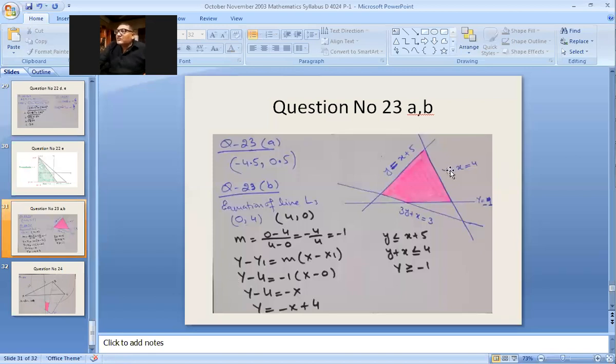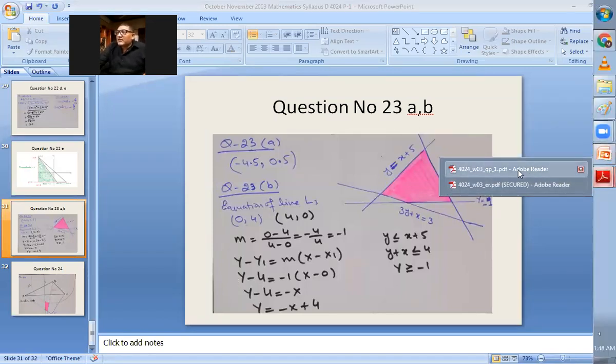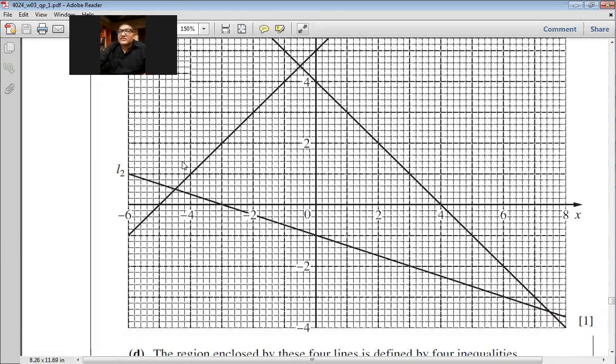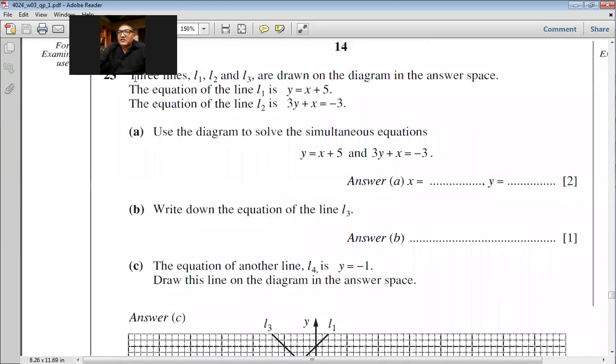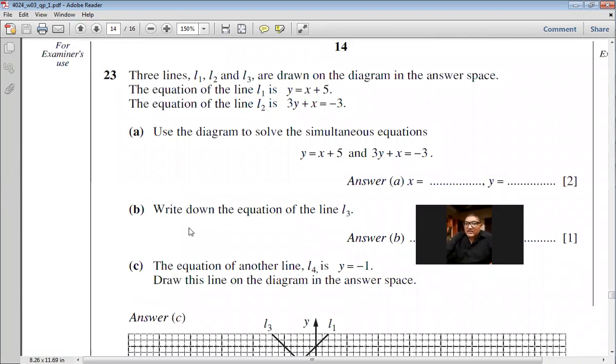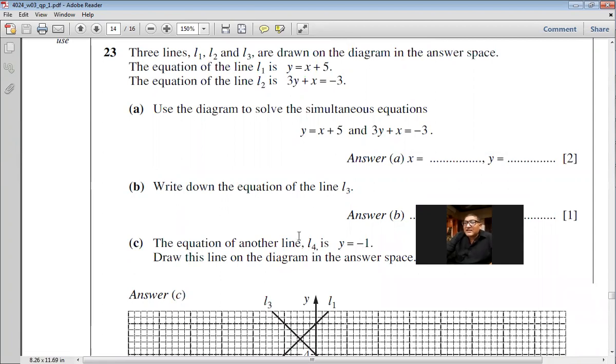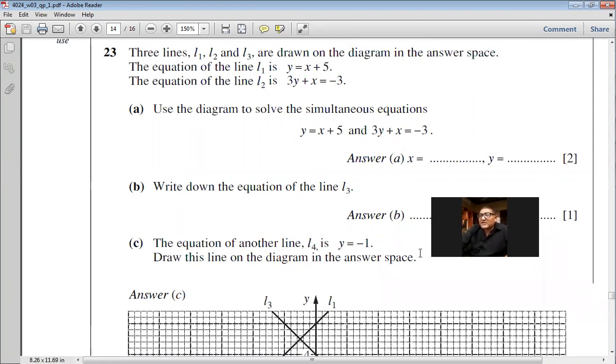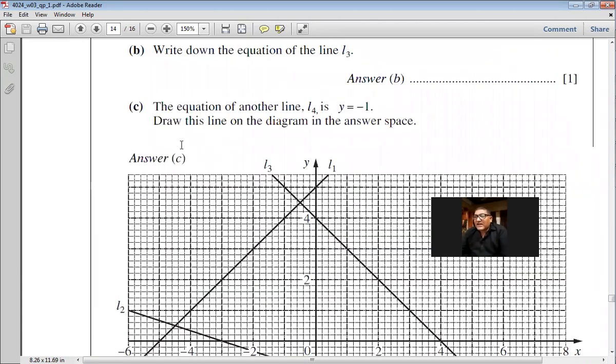Okay, so let's move to the question paper back and check what's the next question. This was the B part on the equation of the line L3. We are done with that. He says there is a fourth line. The equation of another line L4 is y equals minus 1. If the equation of the line is y equals a number, that's a horizontal line. Draw this line on the diagram in the answer space.